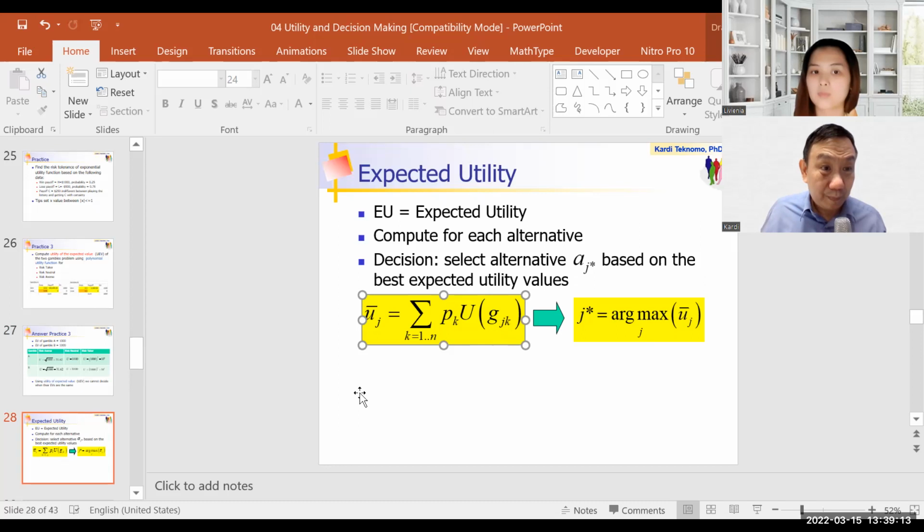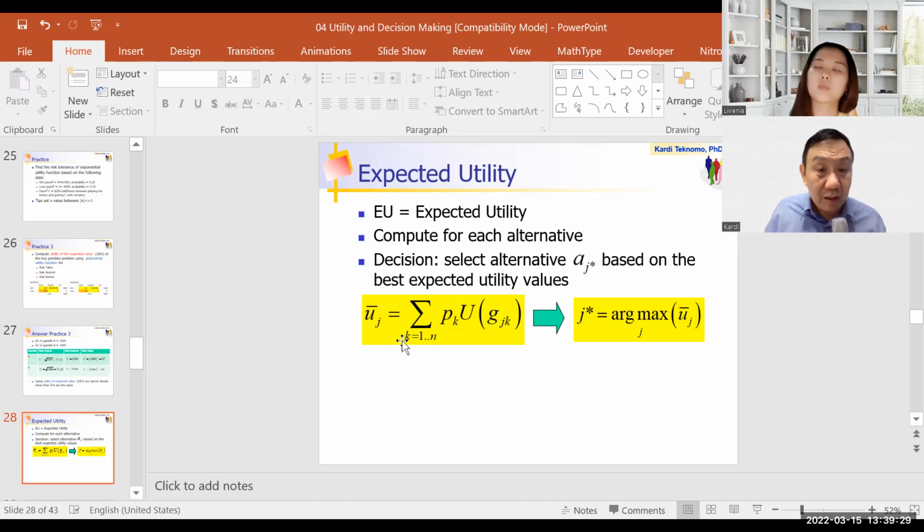You remember? So if we use p_k, that means the probability of the state of nature, because k here represents the state of nature. And then we sum, what do we sum? This is the sum of k from 1 to n, that means for all states of nature. And then you get U_j. So that is the expected utility for alternative j, right? And then you take the argmax. So this is similar to decision under risk, but now you convert first. Instead of using gain, you convert to utility first.